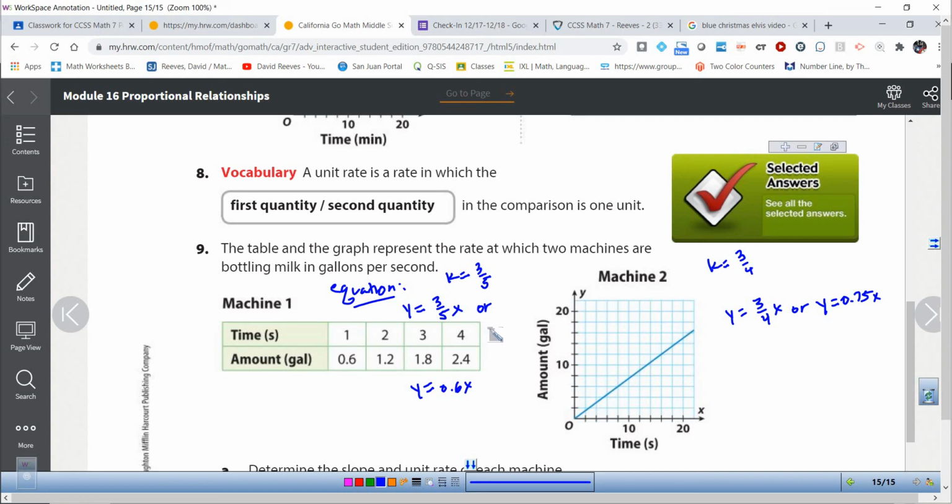Okay, so now we have the graph, we have the table, we have the equation, and we could say it in words as well, right? We could say machine 1 bottles 3 gallons every 5 minutes, and we could say machine 2 bottles 3 gallons every 4 minutes, right? It does the same number of gallons in 1 less minute.